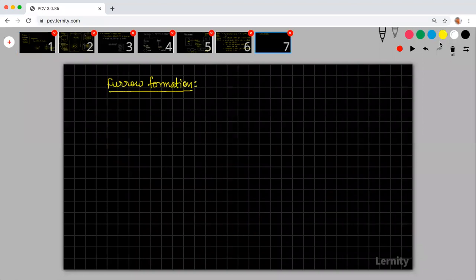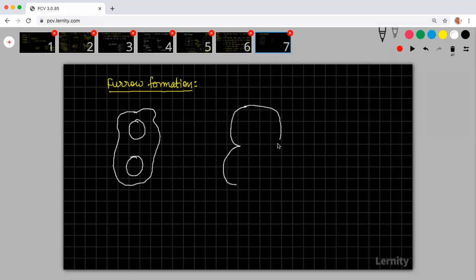So coming to furrow formation, what will happen? Let us say that the animal cell is not having any proper shape. It is having two nuclei. Now this animal cell will start to show some kind of small constriction like this. So this area is called the furrow. You're able to see some small constriction inside the cytoplasm like this. This small part, which is a kind of dent-like structure that is formed, is called a furrow.